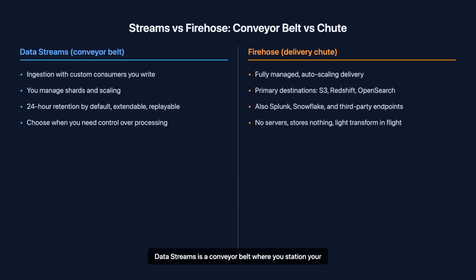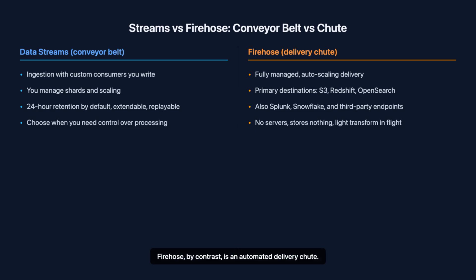Data Streams is a conveyor belt where you station your own workers to inspect each item in real time. You write the custom consumers, you manage the shards and scaling, and data is retained for 24 hours by default, with the option to extend it, so you can replay recent events. Choose it when you need control over the processing.